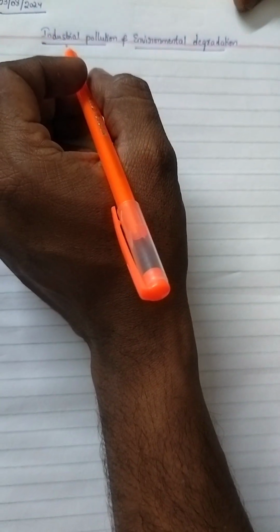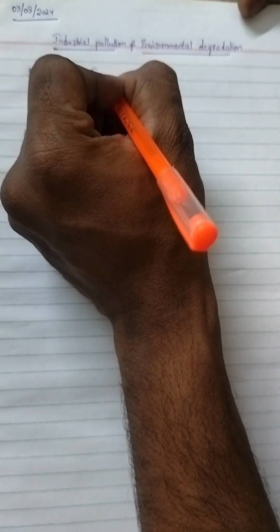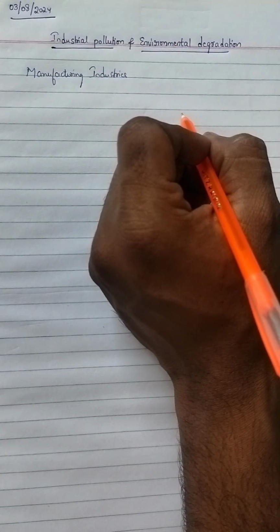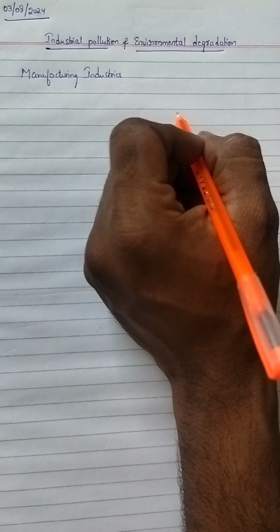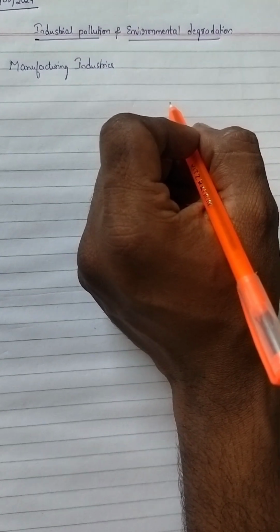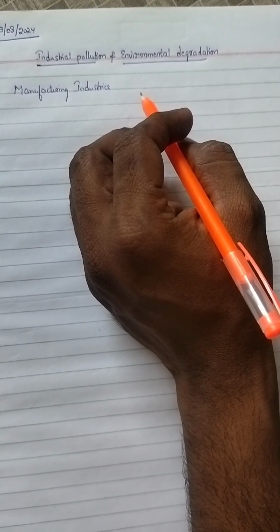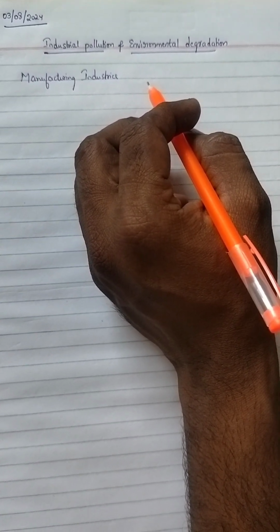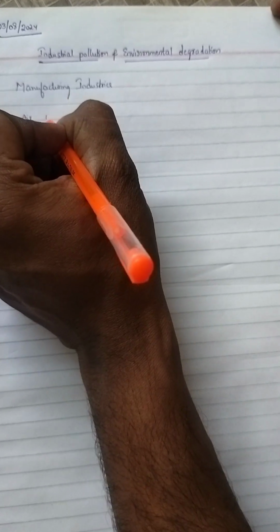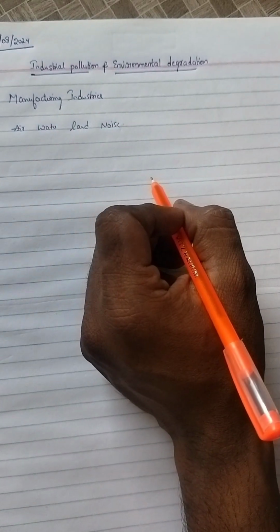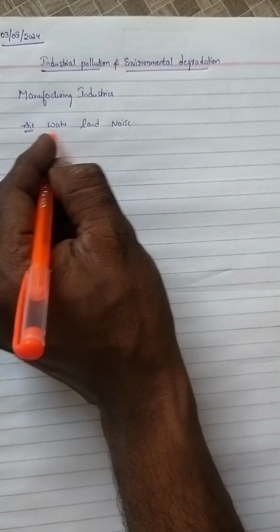Manufacturing industries. I said manufacturing means the process of turning raw material into a finished valuable product. It is called manufacturing. Manufacturing is done by industries which have so much machinery, equipment, and skilled workers. Now, the processing industry is polluting so many things like air, water, land, and noise. Industries pollute the environment in the forms of air, water, land, and noise.